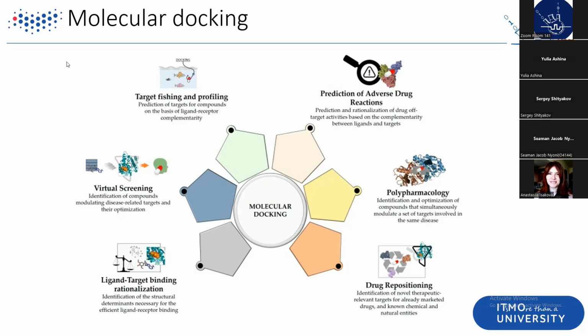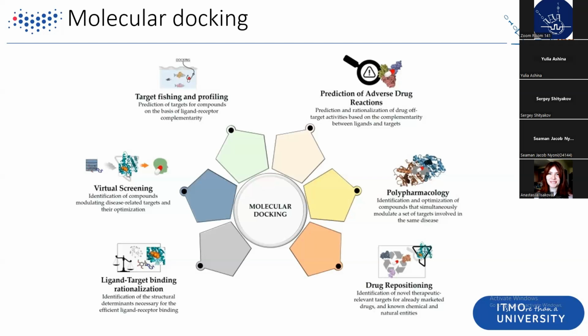So the molecular docking, as I already mentioned, is a universal procedure which is used in chemoinformatics, in the rational drug design. It is very important to come up with the right structures for the further analysis, and one could use the single molecular docking or multiple molecular docking, like the virtual screening here, to identify the compounds modulating disease-related targets and their optimization. You can also use ligand binding rationalization to identify the structural determinants necessary for the efficient receptor binding.